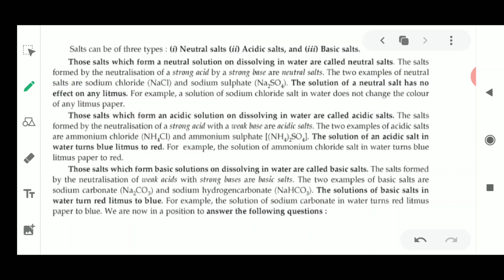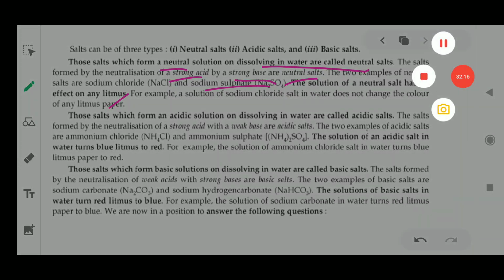First, the salts which are formed from a neutral solution by dissolving in water are called neutral salts. This means when a strong acid and a strong base are taken, neutral salts are formed, okay. NaCl is a neutral salt, as is sodium sulfate, okay. It has no effect on litmus paper. Why is it neutral? Because it is not going to change the color of the litmus solution.